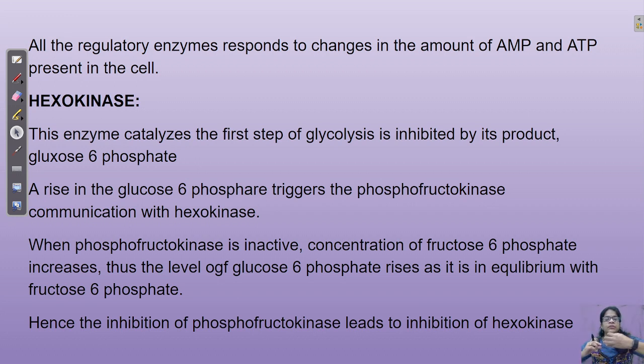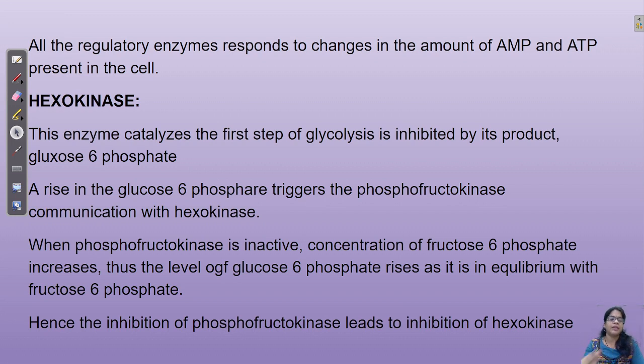And you know that the conversion of glucose 6 phosphate to fructose 6 phosphate is catalyzed by an enzyme called isomerase. Being an isomerase, it is a reversible reaction, so as fructose 6 phosphate increases, glucose 6 phosphate would also increase, in equilibrium with the fructose 6 phosphate. That is how hexokinase and phosphofructokinase together regulate glycolysis. Hence, if you inhibit phosphofructokinase, it will also inhibit the function of hexokinase. Thus, they are both interrelated.